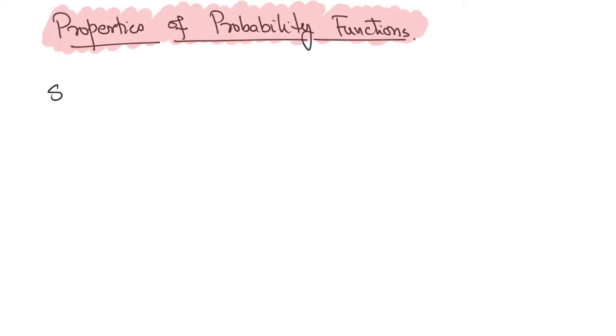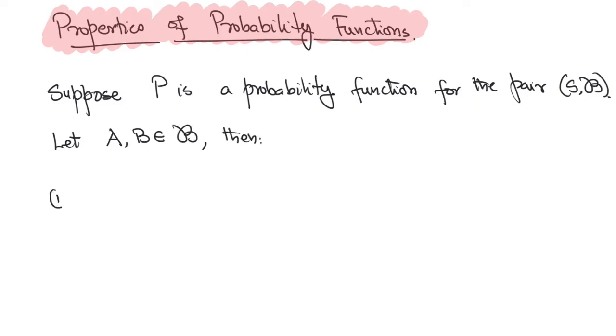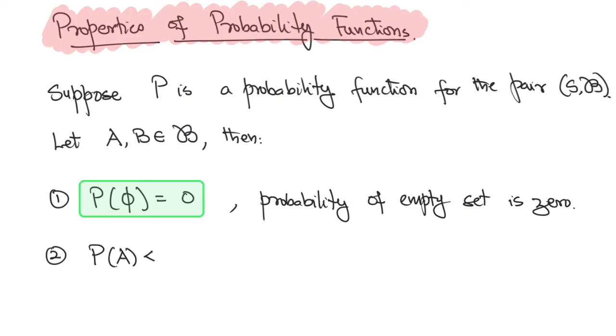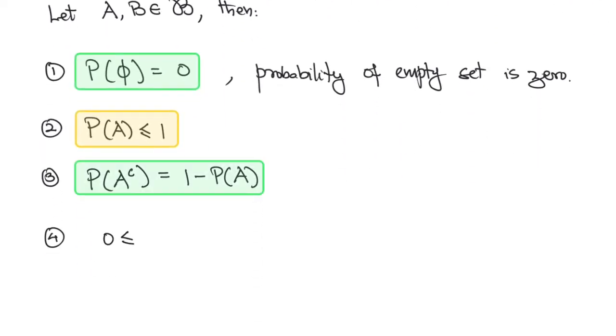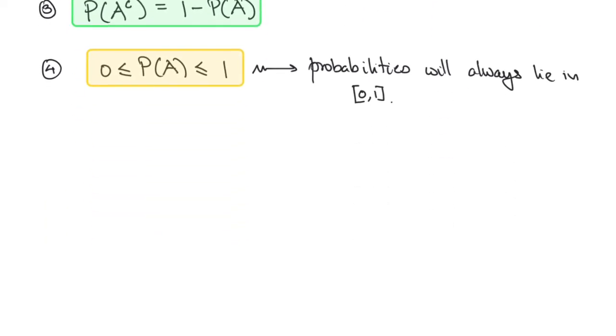We now list out some properties of probability functions. Suppose P is a probability function for the pair S, B, and let A, B be two sets inside the sigma algebra B. In this setting, we will have that the probability of the empty set equals 0. We will also have that the probability of any event A is always going to be less than or equal to 1. The probability of the complement is going to be 1 minus the probability of the event A. We will require that the probabilities will be numbers that will always lie between 0 and 1.